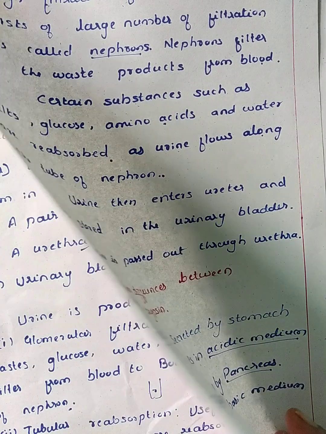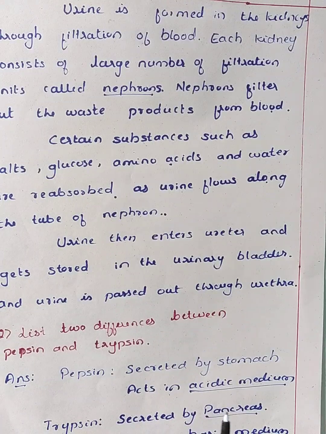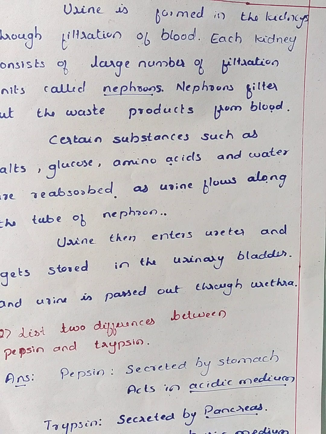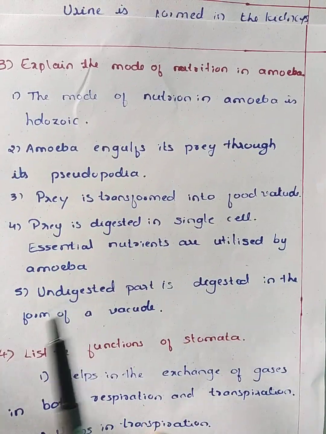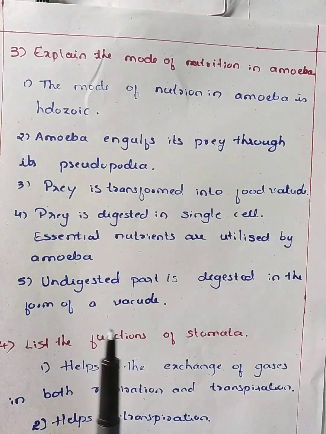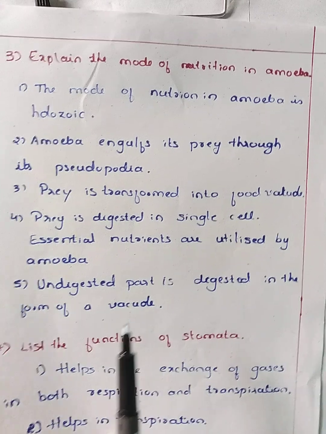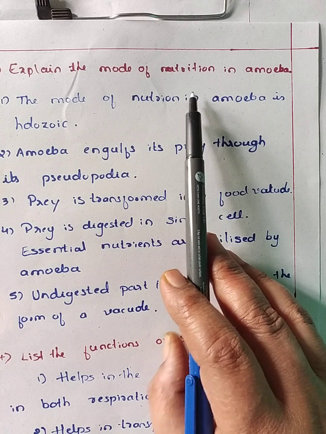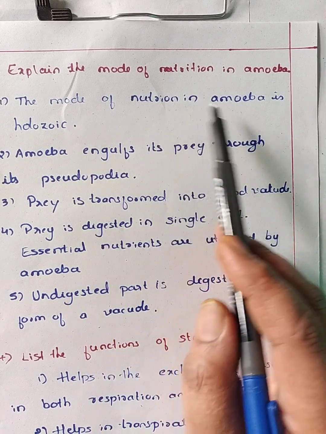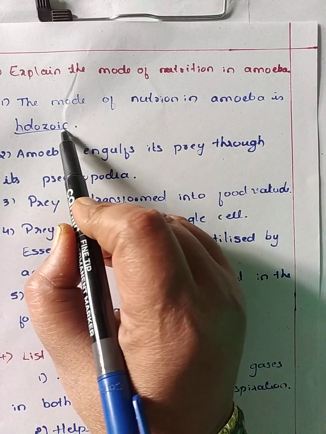Next one, the third one is: explain the mode of nutrition in amoeba. Means in amoeba how the nutrition and digestion is carried out. Amoeba is a single-celled organism. The mode of nutrition in amoeba is holozoic.